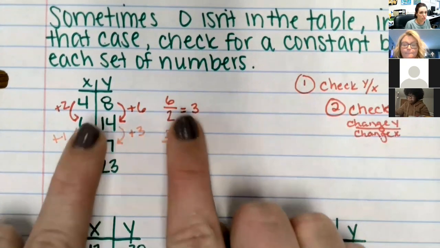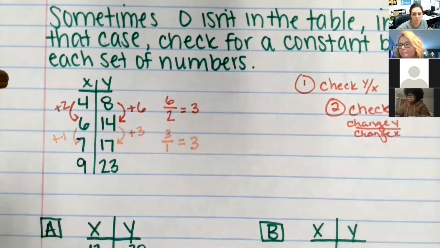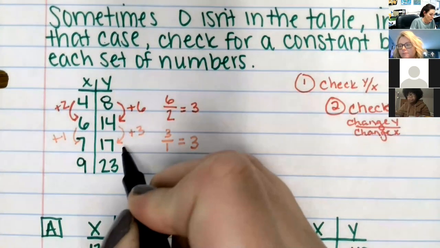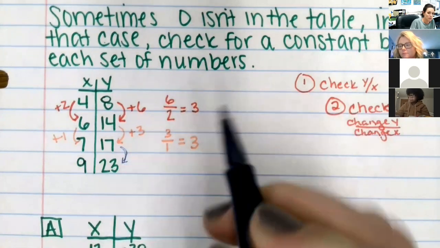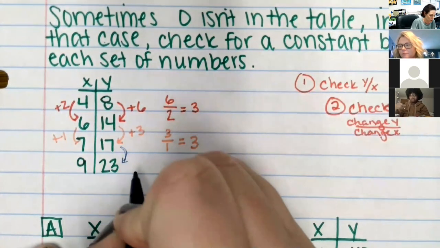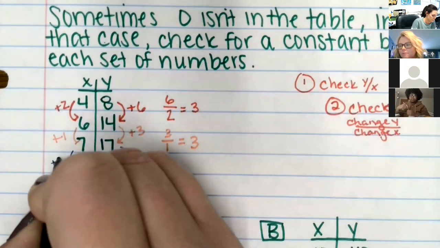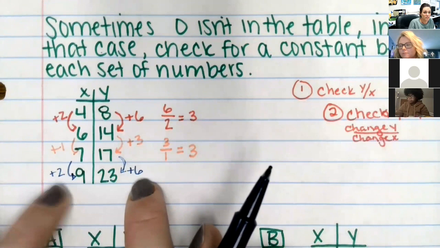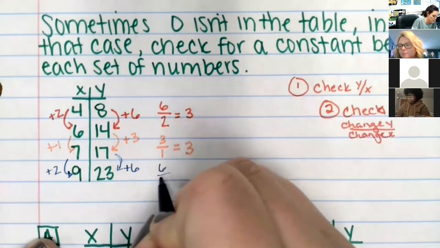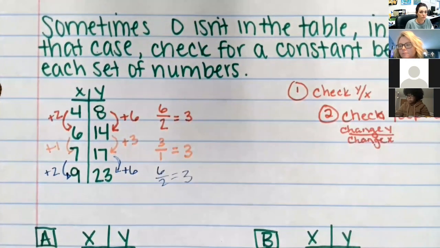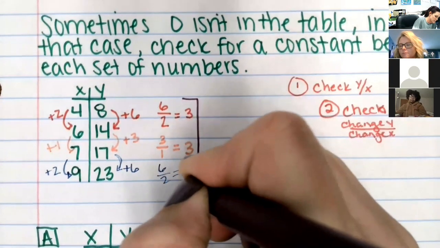Notice also how I'm changing colors. If you have multiple colors, I would encourage you to do the same so you can see the differences of everything. All right, how do I get from 17 to 23? 6. Good. And from 7 to 9? 2. And notice again, that's the same as what's in red, but I'm still going to write it down because I want to double check myself. So notice now I have all the same consistency.